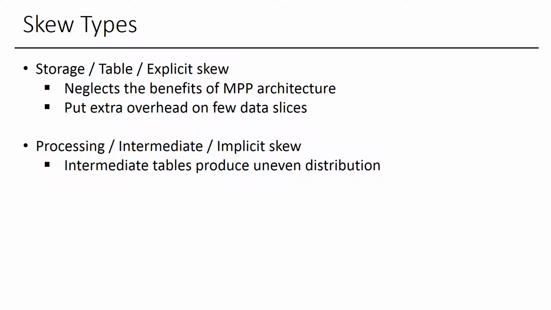A query will need to process table data in various ways to produce the final result set. Along the way, NPS creates intermediate tables to filter, project, sort, and aggregate data, along with broadcasting and redistributing data. These intermediate tables may produce an uneven distribution, which can negatively impact the query performance. This kind of uneven data distribution is called processing skew.